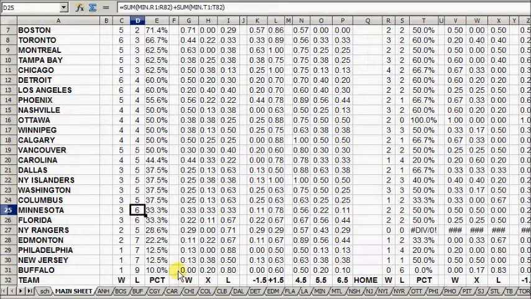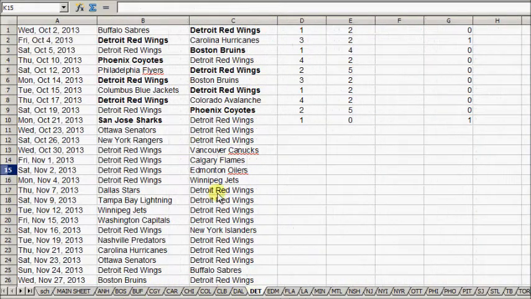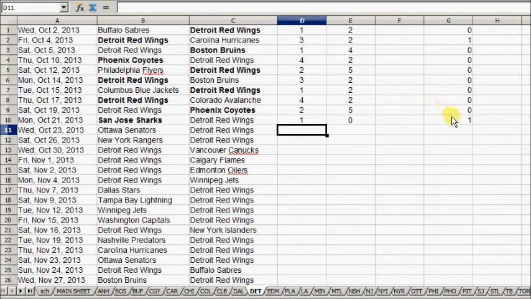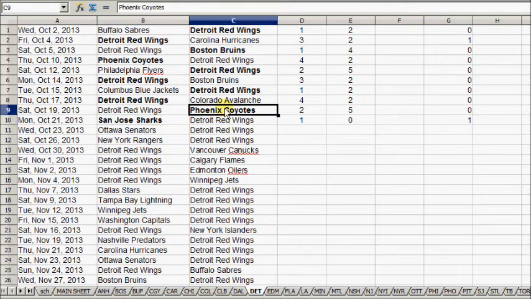So what we can do is take a look at, I got all the teams on the bottom. Detroit played on Monday. They played the San Jose Sharks and they lost 1-0. This number on here represents the overtime or not. All I do within the spreadsheet is put the scores in, and the computer automatically does all the calculations for me. Then they lost to Phoenix 5-2, so they've lost 2 consecutive games in a row.